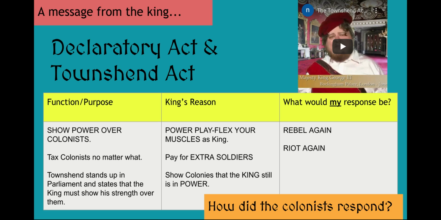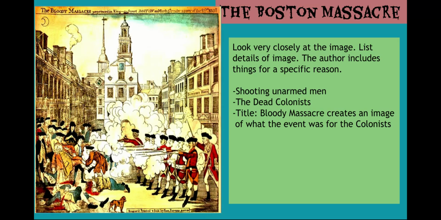And so what does he do? He creates the Declaratory Act and the Townshend Act, named after Charles Townshend, which basically says that we are going to tax you for extra soldiers now. We are going to tax you to pay off the debt like we initially created. And we're going to make sure that you don't riot, rebel, and give us a problem again, because we'll just keep taxing you. Well, obviously, the colonists don't like that.